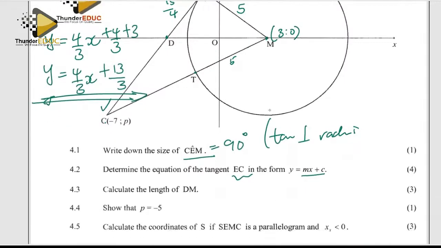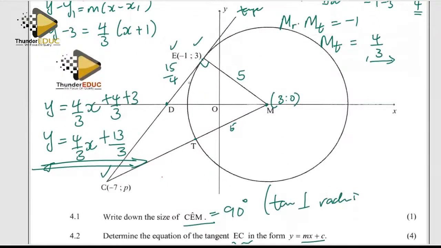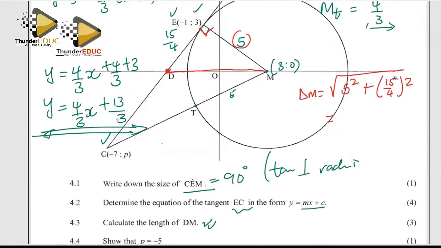Then they want the length DM. Now, since we've proved that this is a 90, we know that the radius is 5. We can find this using the theorem of Pythagoras, meaning that our DM is the longest side, opposite the 90. It's going to be the square root of 5 squared plus (15 over 4) squared. You punch that in the calculator. How many marks is it? It's 3 marks. When I punch that in the calculator, I'm getting 25 over 4 units.